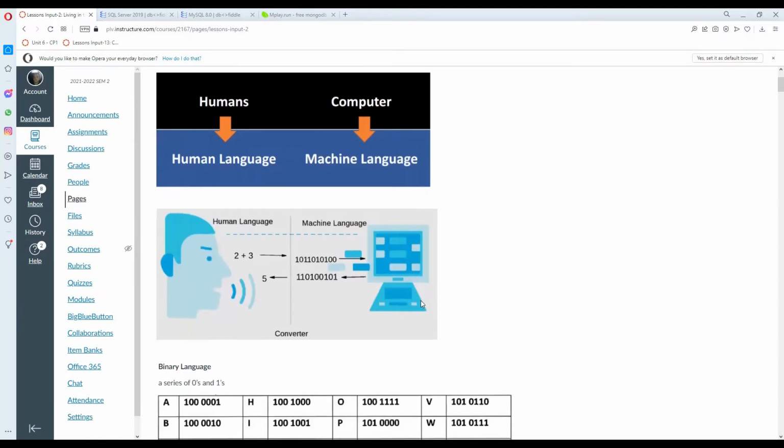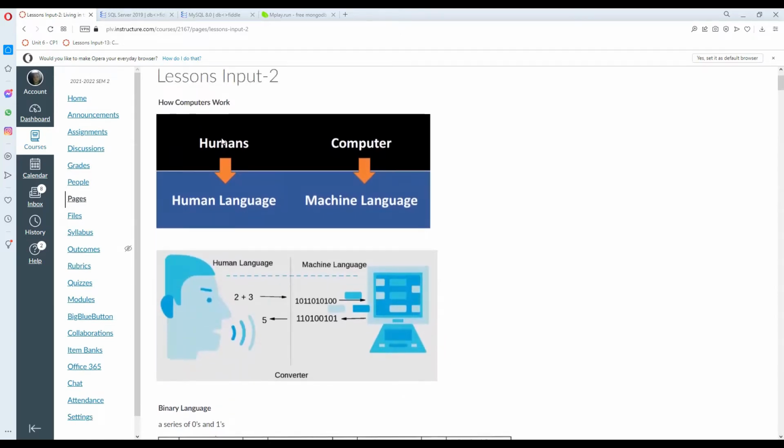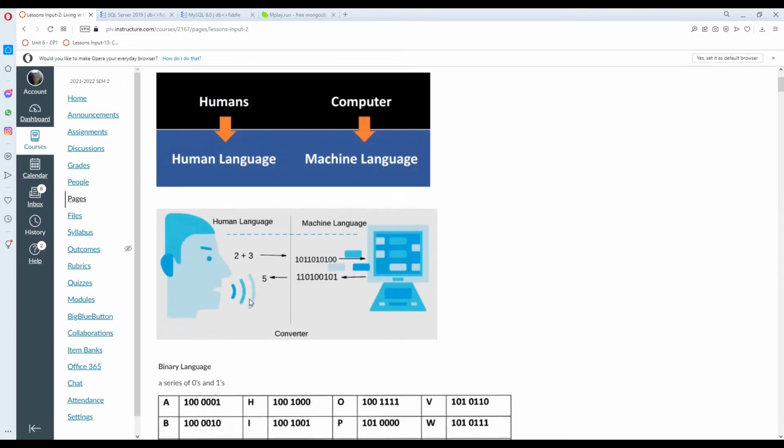So how do computers work? Humans interact with other humans through the use of human language, whereas computers interact with humans and other computers through machine language. So human language is the language understandable by humans or people, while machine language is the language understandable by computers.